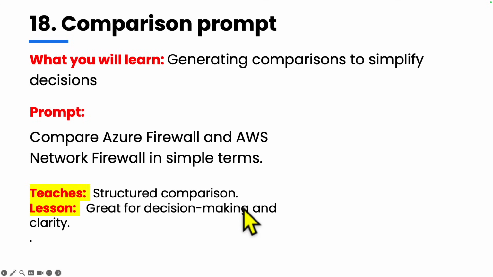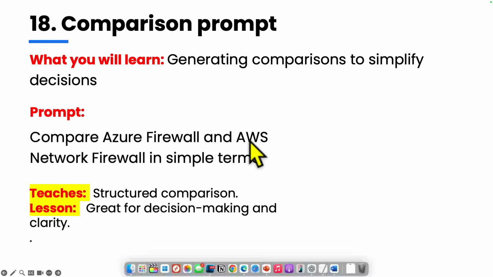Let's look into the next example. Here we are going to do a comparison prompt. So what we are going to learn is generating comparisons to simplify decisions. The prompt we are going to use is: compare Azure Firewall and AWS Network Firewall in simple terms. You can supplement this with anything, whatever you can think of. So let's go and copy this prompt.